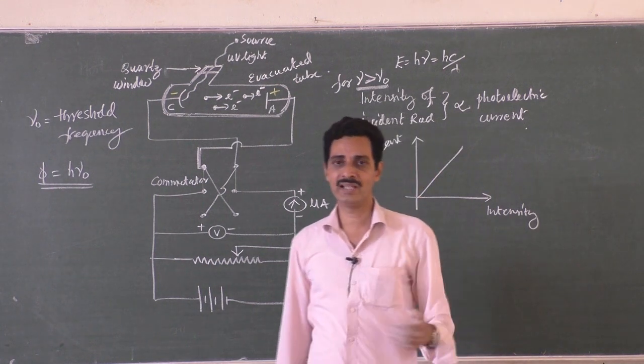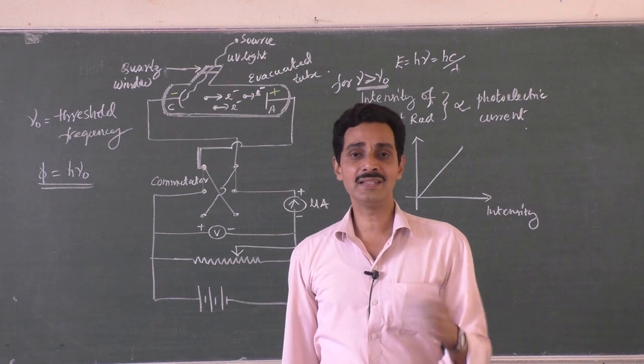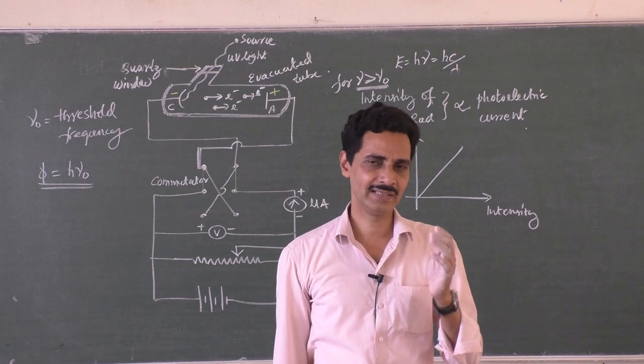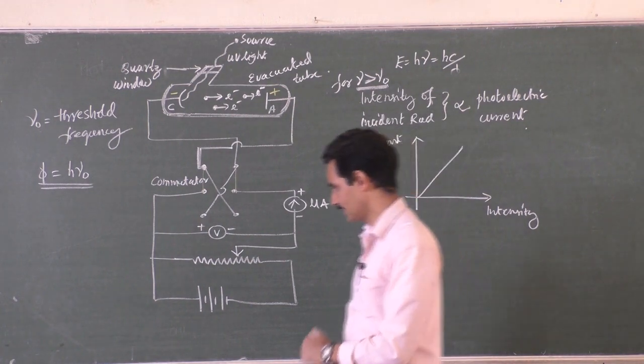Now, how to measure the kinetic energy of all these electrons? Stop them. How much energy is required to stop them completely? That is the kinetic energy of the electrons. How to stop them? Reverse the connection.